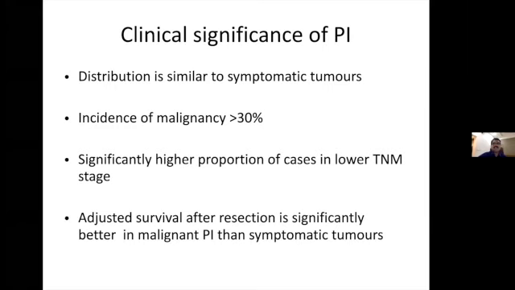So what is the clinical significance of pancreatic incidentaloma? The distribution is almost similar to symptomatic tumors. The incidence of malignancy is around 30%. And a significantly higher proportion of cases occur at a lower TNM level. So if you identify these lesions and do resection, they have a better outcome than those with symptomatic tumors.